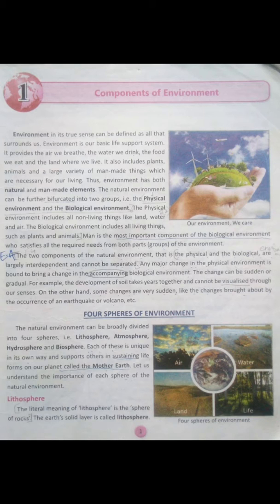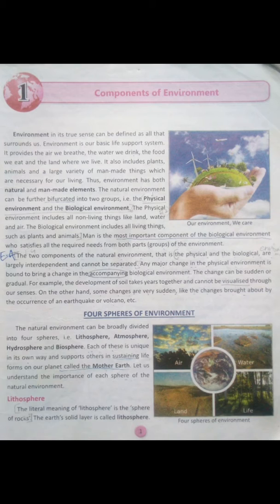Now come to the next paragraph: the four spheres of environment. What are the four spheres of environment? The natural environment can be broadly divided into four spheres: the lithosphere, atmosphere, hydrosphere, and biosphere. Each of these is unique in its own way, sustaining life forms on our planet called Mother Earth. Let us understand the importance of each sphere separately.